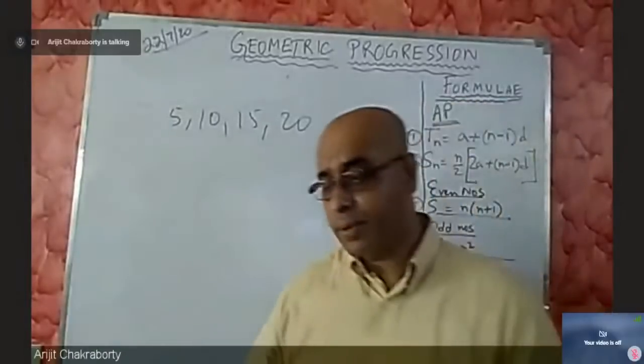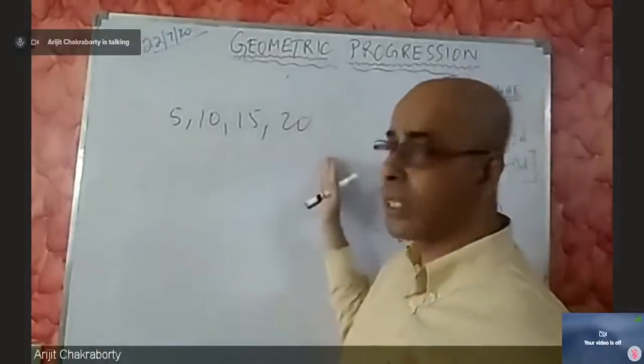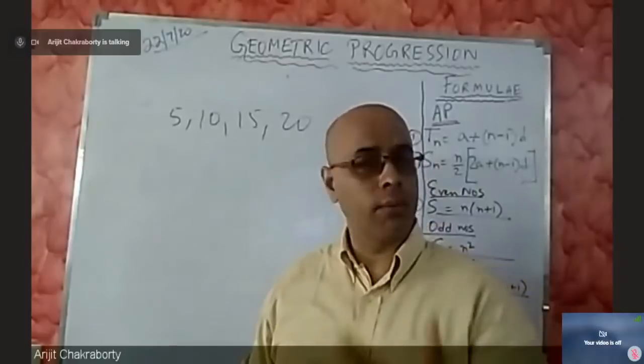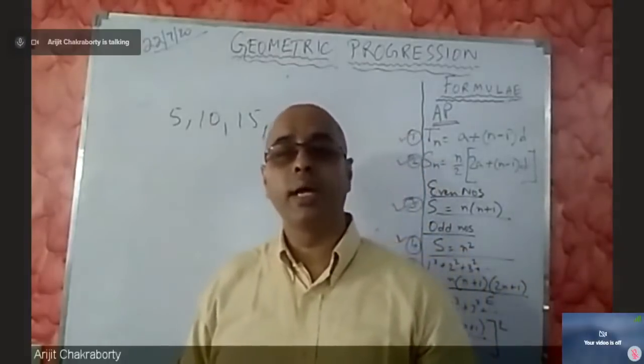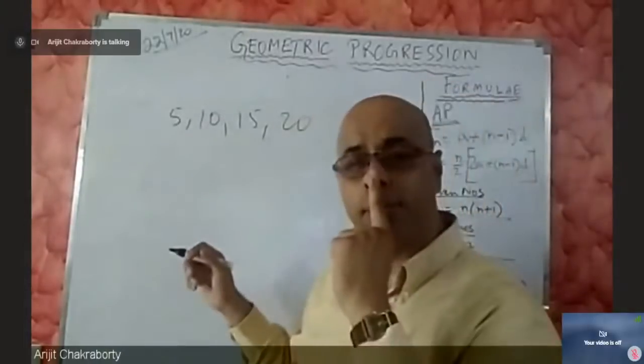Why is it a sequence? It has some definite rule. You can see that it is increasing, right? There is some order. Some of our friends asked, sir, if there is a decreasing trend, will it be a sequence?